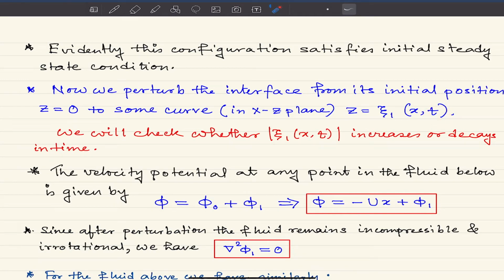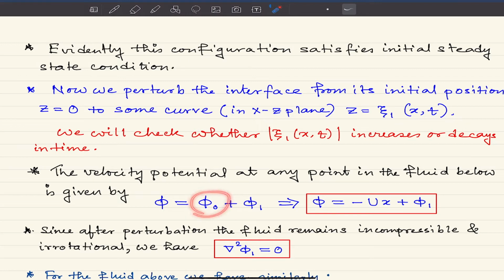Now we will check whether the modulus of this perturbation increases or decays in time. Okay, now the velocity potential at any point in the fluid below, that means the fluid with unprimed quantities, is given by phi equal to phi 0 plus phi 1. So phi 0 is the velocity potential at the initial steady state, and phi 1 is the perturbed part of this velocity potential.